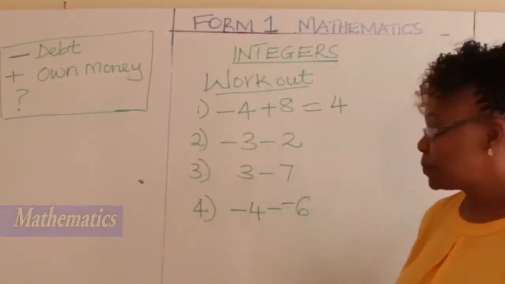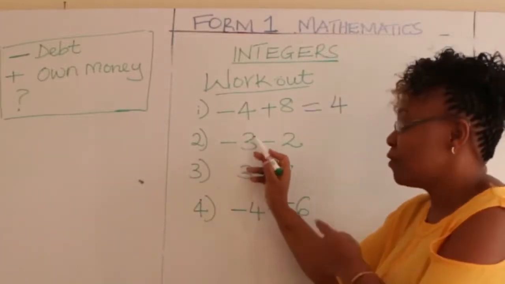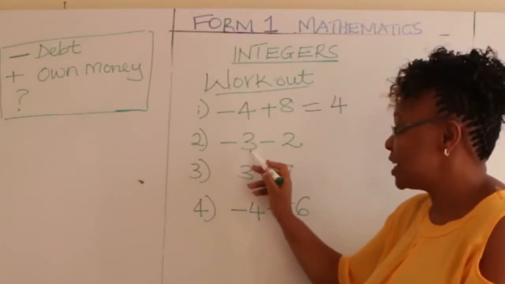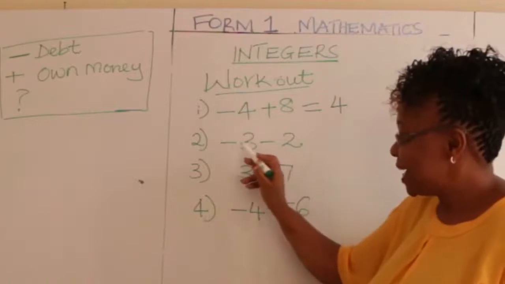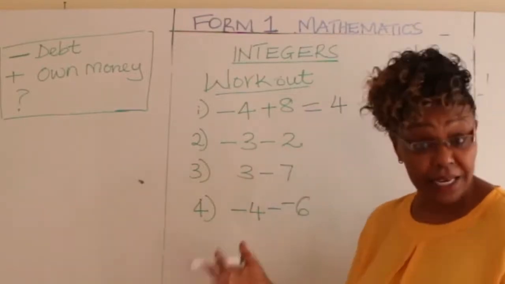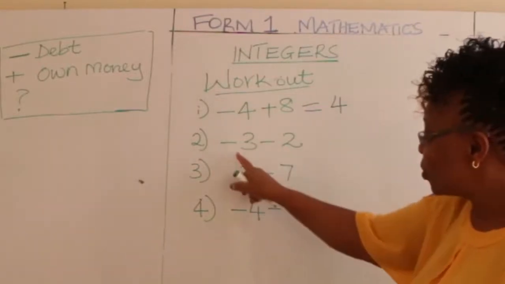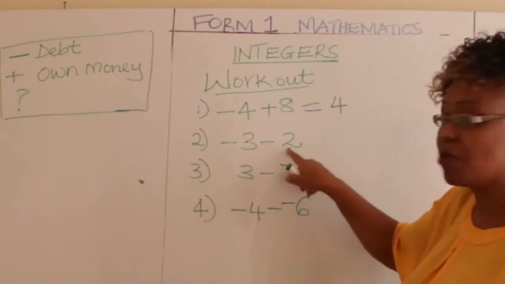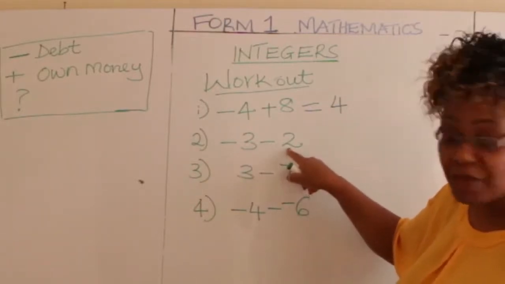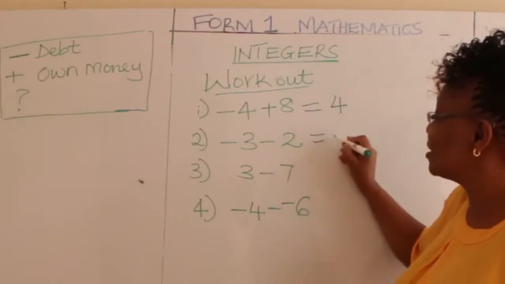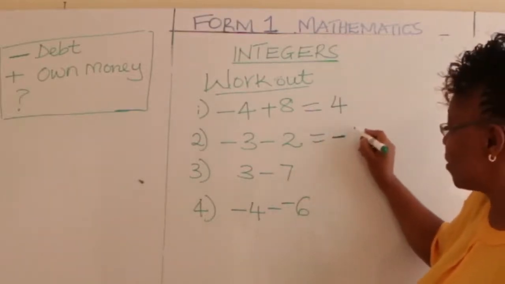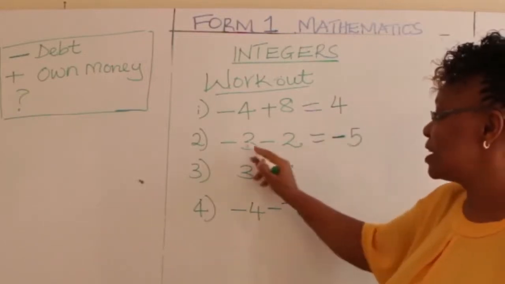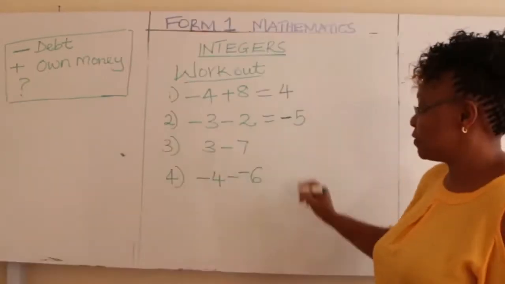We come to this. This is a debt of 3 and another debt of 2. A debt and another debt. A debt and a debt is a debt. So, a debt of 3 and a debt of 2 will therefore give you a debt of what? Total debt will be a total debt, remember to put a minus, of 5. 3 plus 2, 5. A total debt of that.